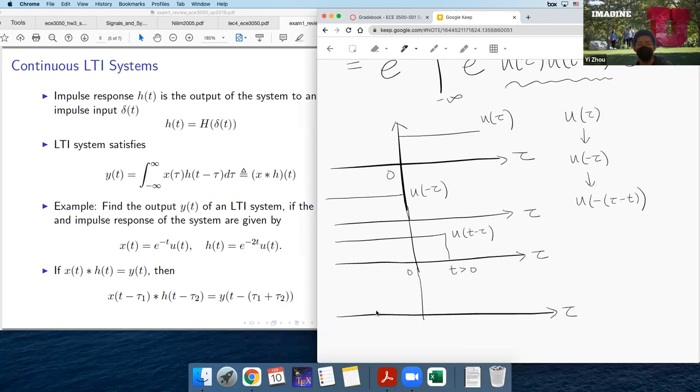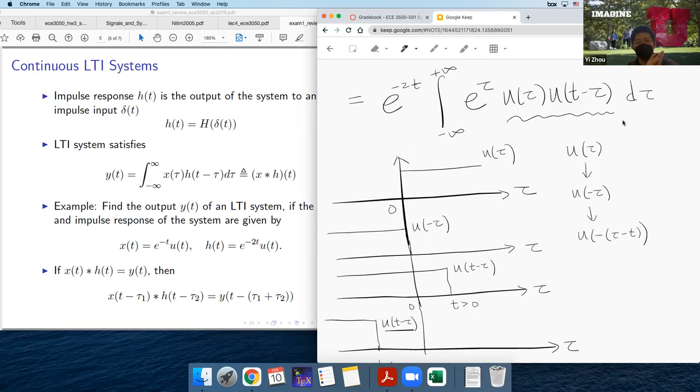However, if we are looking at the negative t, then we are essentially shifting this one to the left, because now t is negative. By shifting to the right by t units, but t is negative, which means you are shifting to the left by negative t units. So the picture looks like this. And then in this case, this signal has no overlap with the u(tau) signal. So when you take their product, they simply give a zero signal everywhere.